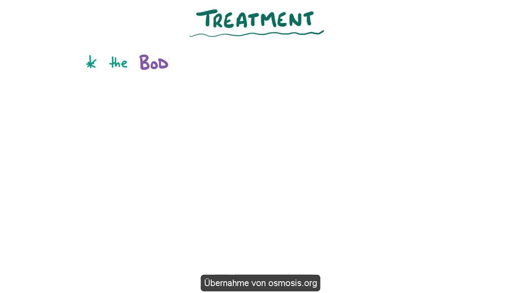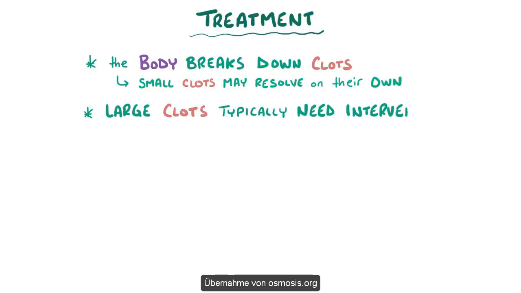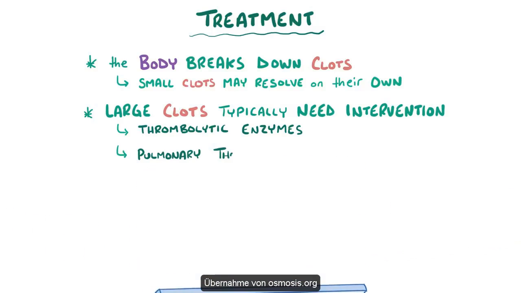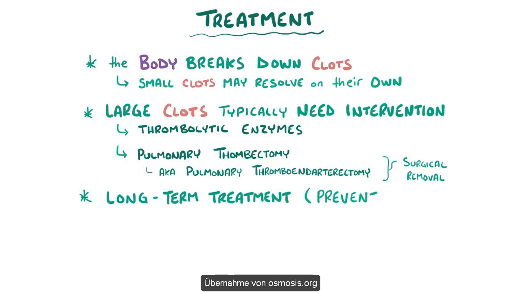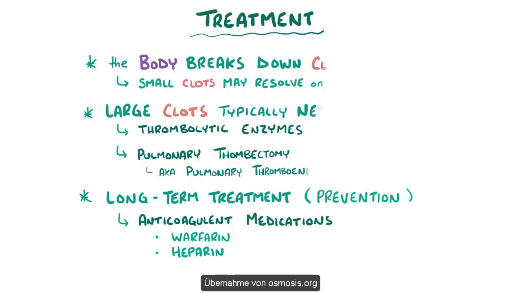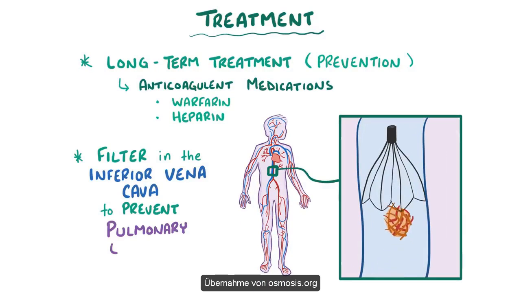Generally speaking, the body makes and breaks blood clots all the time, and some small clots resolve on their own. But large clots that cause symptoms typically need an intervention. Thrombolytic enzymes can be given to help break down the clot, or a pulmonary thrombectomy, also known as pulmonary thromboendarterectomy, can be done to surgically remove the clot. Long-term treatment to prevent future thrombi from forming can include anticoagulant medications like warfarin or heparin, which inhibit the clotting cascade and prevent clot formation. Also, a filter can be surgically placed in the inferior vena cava to prevent pulmonary embolisms.